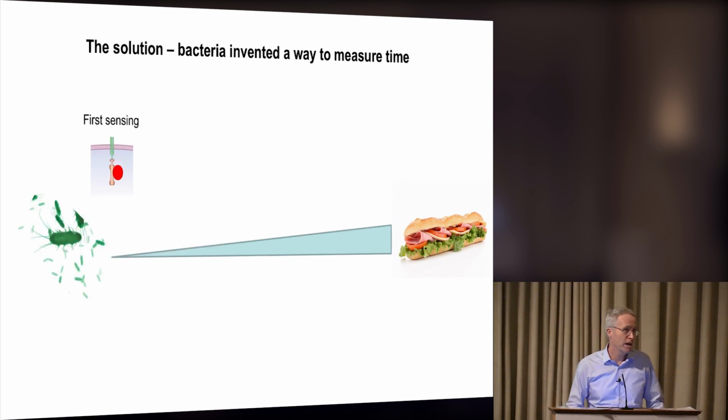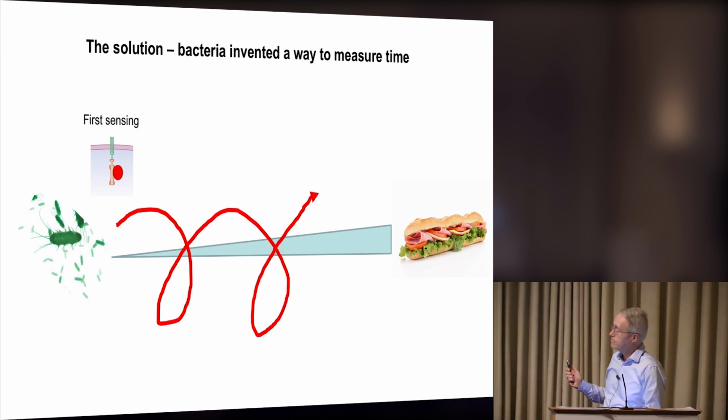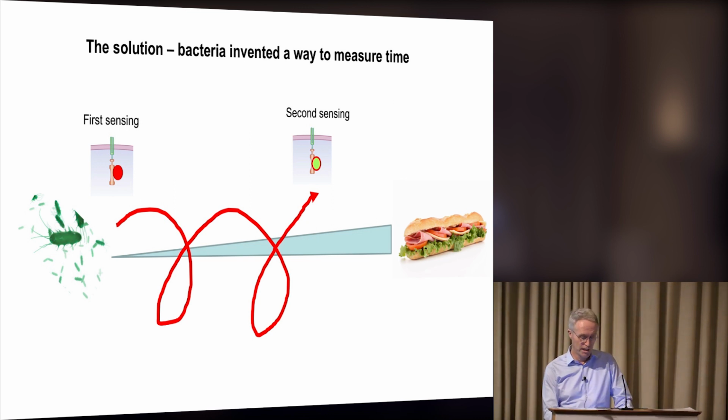But they solved that problem through molecular evolution because the bacterium invented the ability to measure time. And the way it does that is that it detects the signal at the first time and it senses it, and there is a molecular change here. And then it swims randomly, and then it takes another measurement. And it, by virtue of the timing, can detect if it is going up the gradient or down the gradient, and hence knowing the right way to swim.